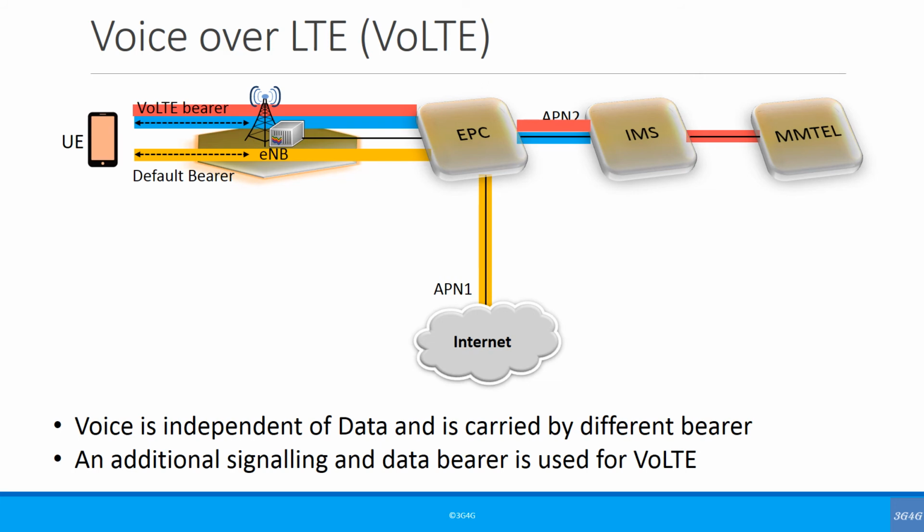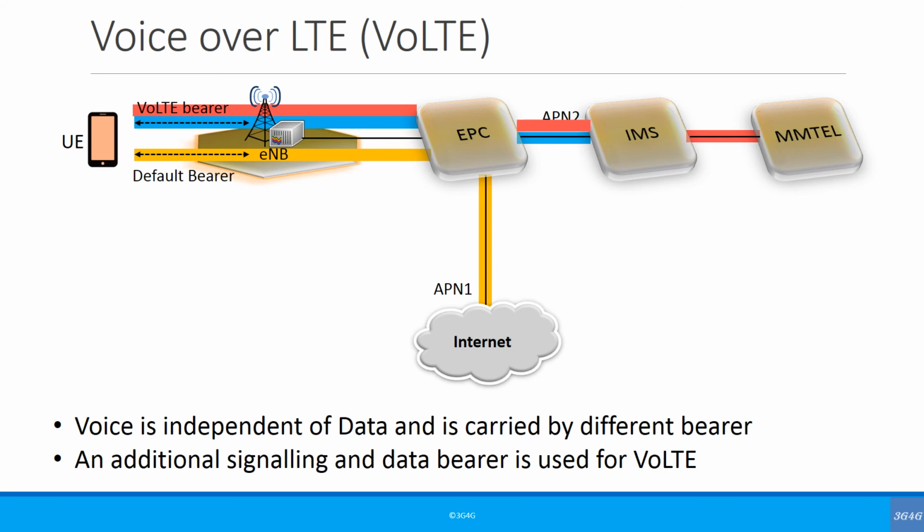So this is how the 4G voice happens. So remember, you had the default bearer, which is actually used for data and even for VoIP and other OTT or any kind of applications. Now in addition to that, you have additional bearers.